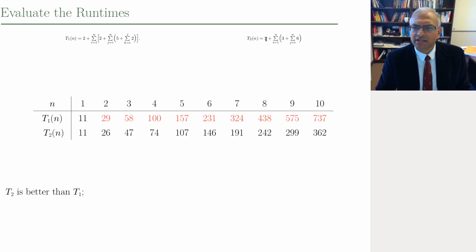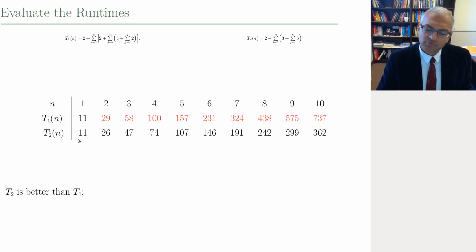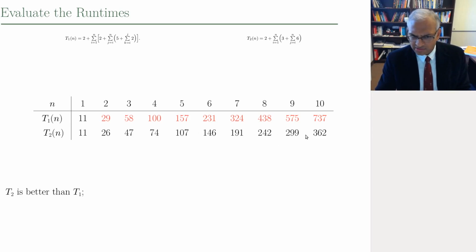So we can compute its running time, T2 of n, and we can ask is T2 better than T1, and so that's what I've plotted here. T2 of n, again, the running time when n equals 1 is 11, similar to T1, but then it got better, 26 instead of 29, 47, 74, and so forth, and you see that T2 is always better than T1, no matter what n is, except for the input of size 1, where they're equal. Let's ignore that, but it's never worse, T2 is never worse.